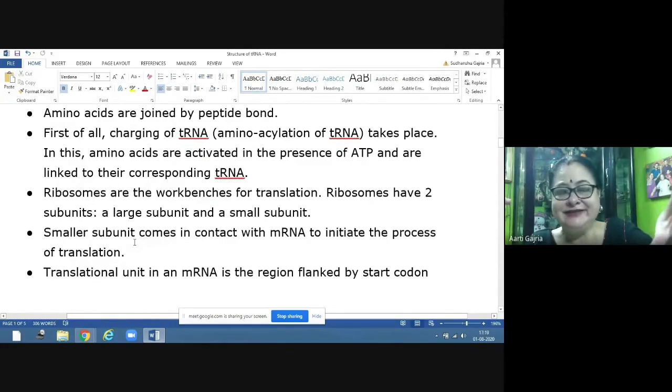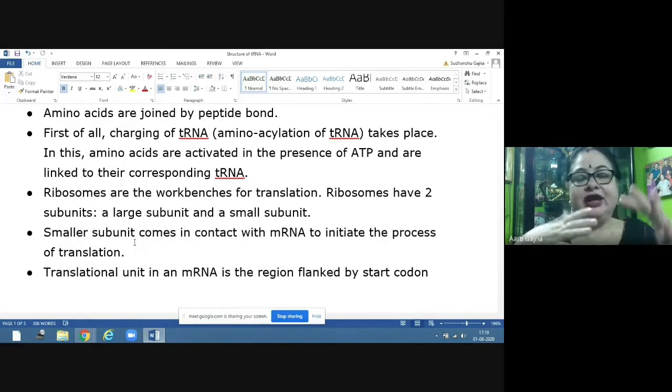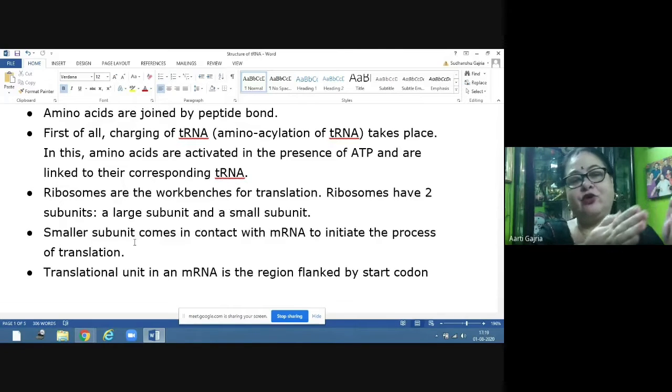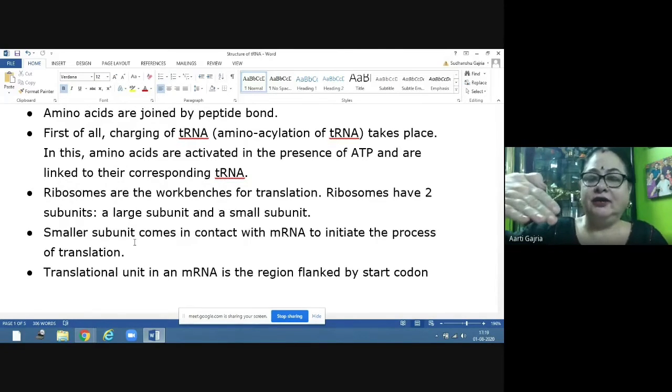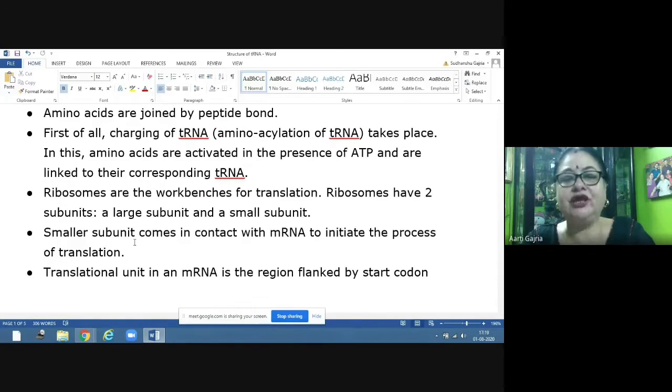If this messenger RNA, after transcription, has come out from the nucleus in the case of eukaryotes, it is now in the cytoplasm. So in the cytoplasm, this messenger RNA will go and come in contact with the ribosomes. These ribosomes have a larger subunit as well as a smaller one. So it will come in contact with the smaller subunit, and it will initiate the process of translation.